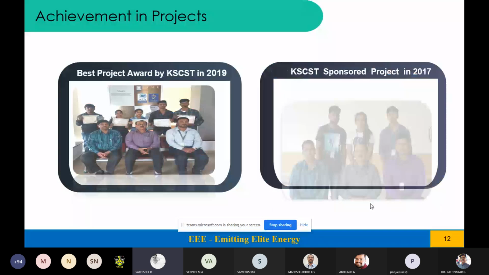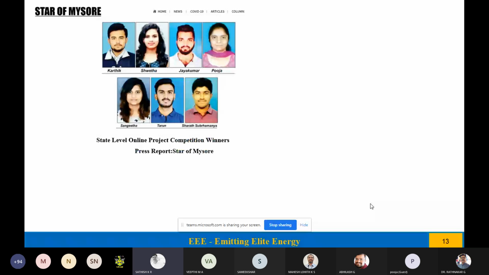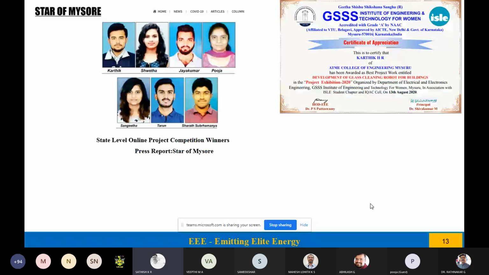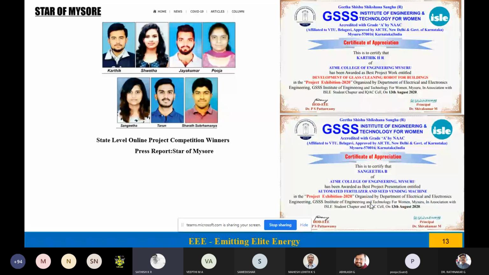And these are the students who got the best project award by KCST in 2019 as well as 2017. Here, this is at a conference, an exhibition that was going on. In that, our students got 2 projects awarded as best project in the project exhibition 2020, and it was presented and came in the newspaper. It is a paper cutting of the Star of Mysore. These are the students.